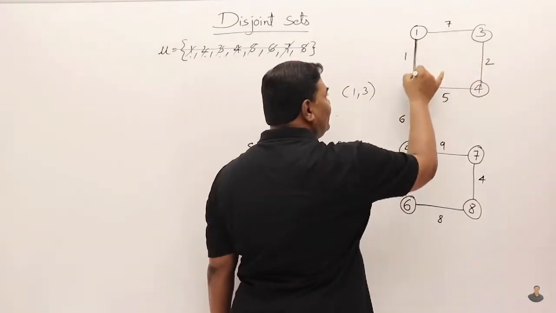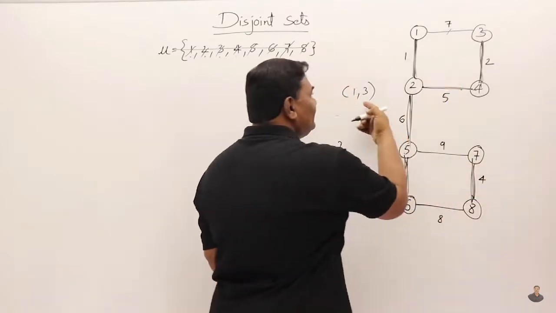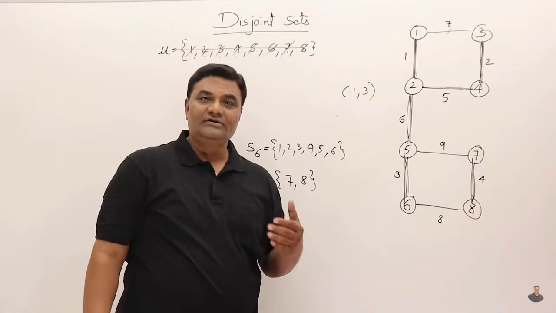I will highlight the edges that I have included so far. See, I have included these edges. Now if I include this edge, it will form a cycle. So don't include this. That's how, for the edge which is forming a cycle, don't include it. We have detected one cycle.